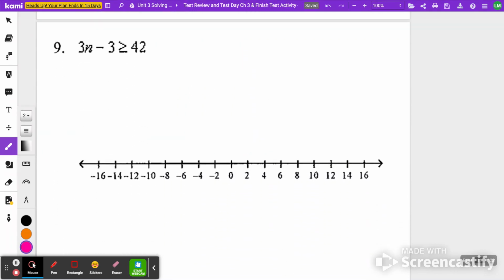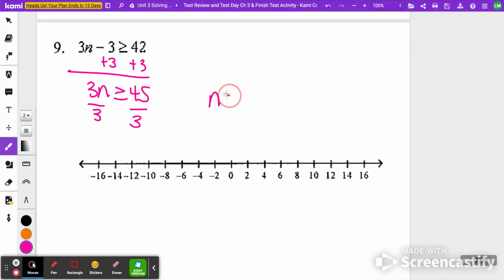Number 9, we're going to continue to solve this one. So the first thing we need to do is try to get n by itself. In that case, we're going to be able to add 3 to both sides. We get 3n is greater than or equal to 45, then divide both sides by 3. N is now greater than or equal to 15. So here's my 15, and I'm pointing to the right.